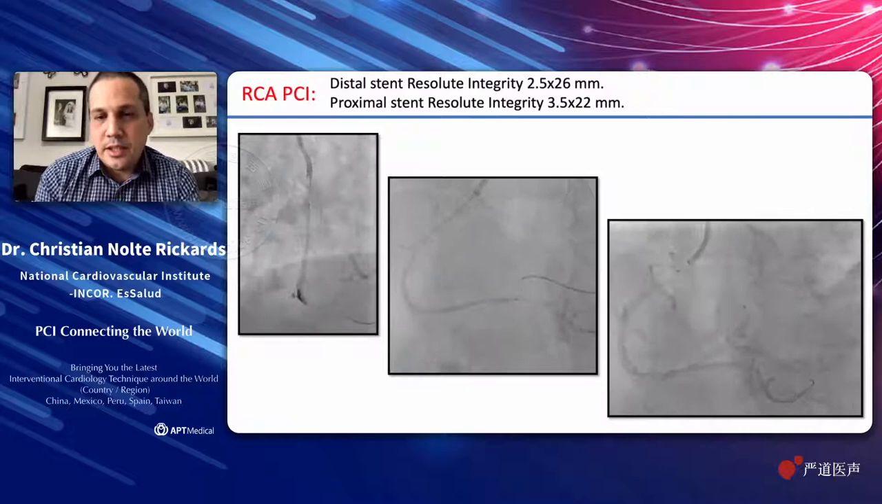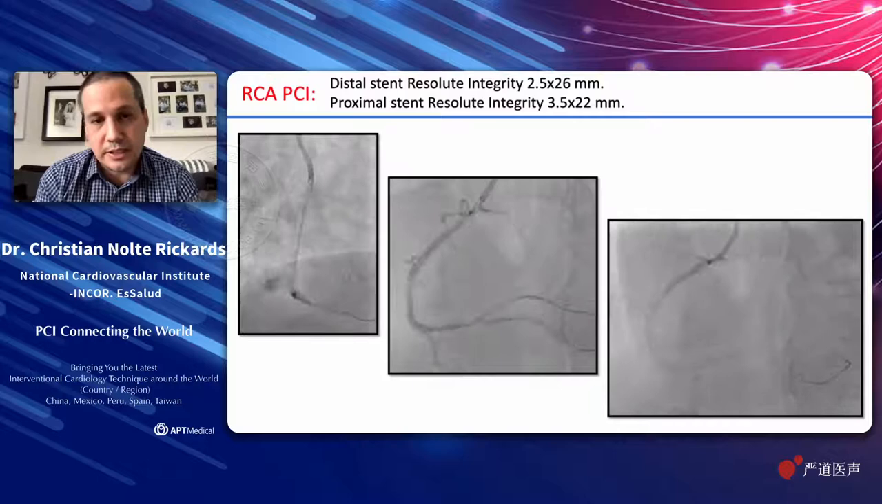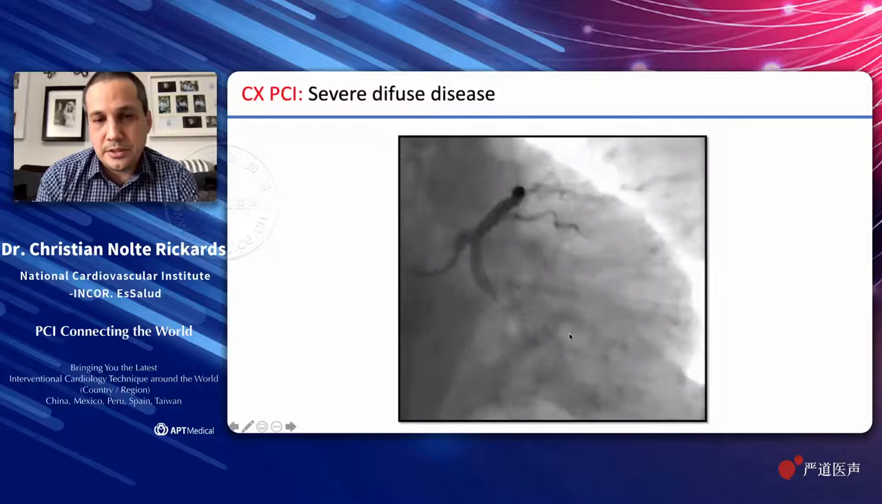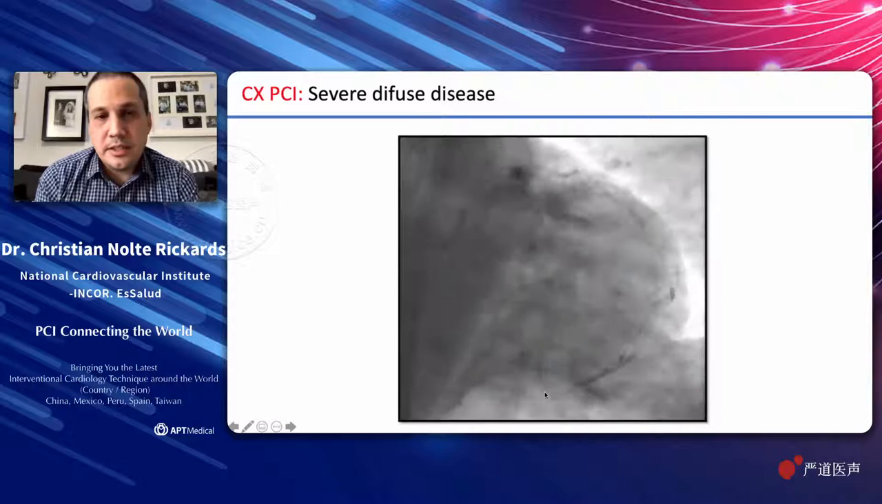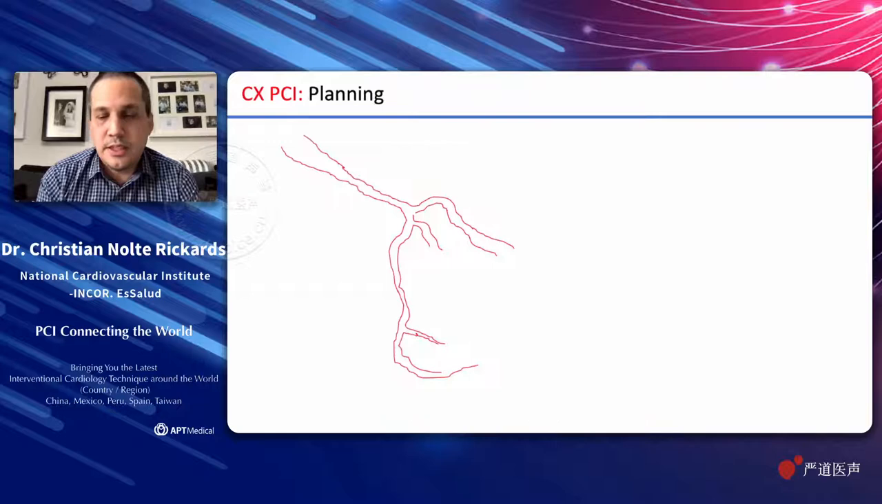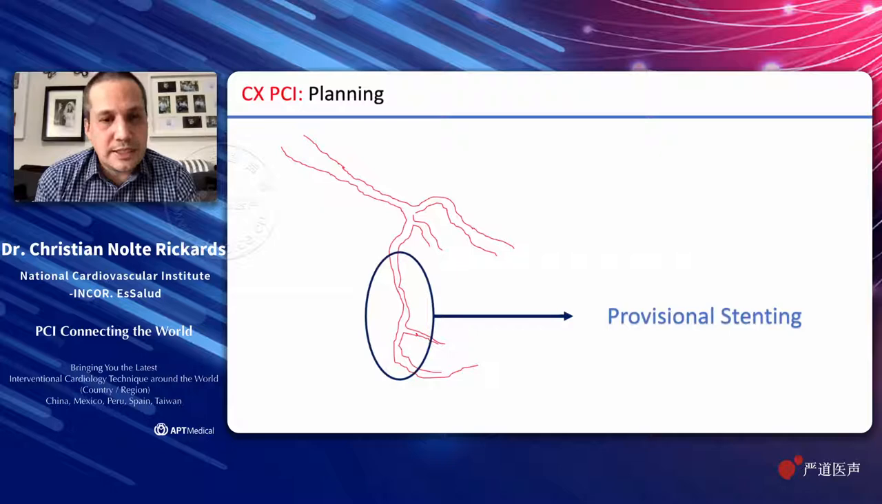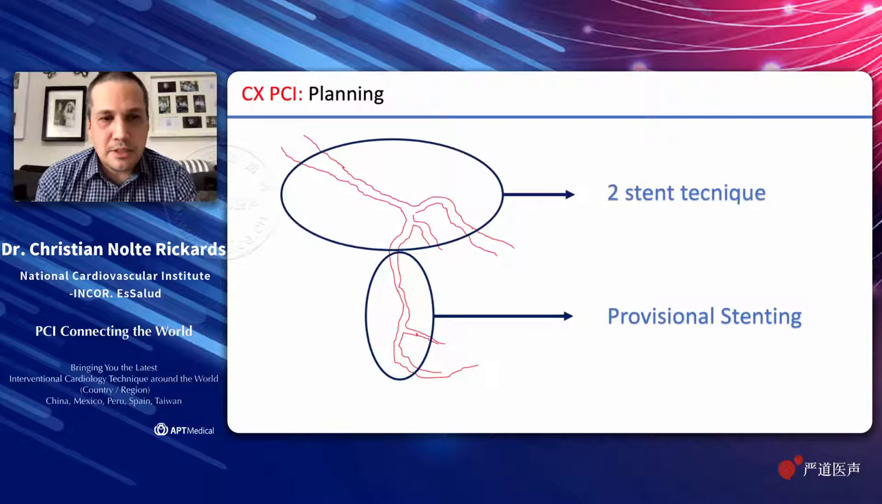And after that, we went to do the circumflex. This angiogram is just to remember the severe diffuse disease that this artery had. You know, it has bifurcations and calcifications. So for this angioplasty, we planned a little bit what we were going to do with this artery. The planning was making provisional stenting on the distal segment of the circumflex, and on the proximal segment of the circumflex, as it was a really good first marginal, we decided to do a two stent technique. And because of the anatomy, what we were planning to do is a TAP.